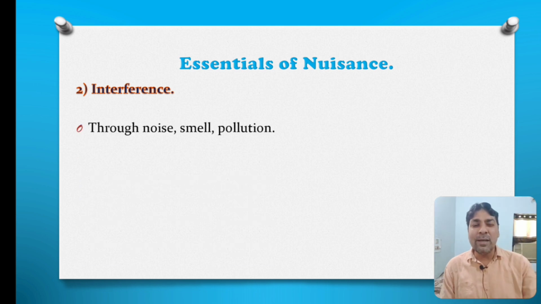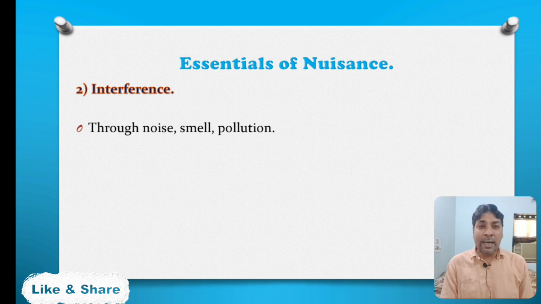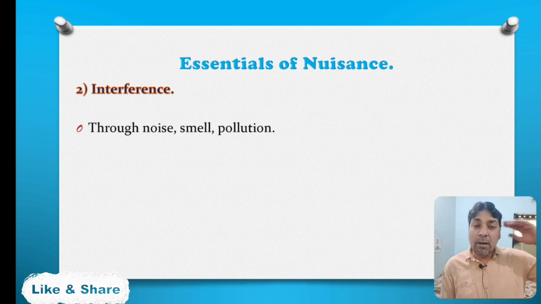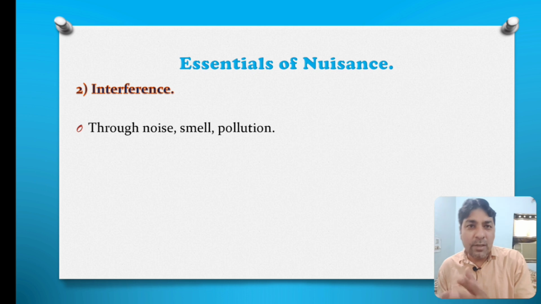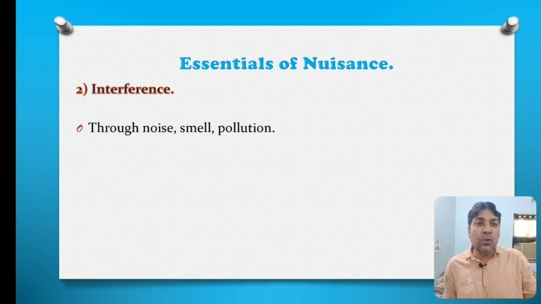So interference may be through noise, smell or pollution. Suppose my neighbor is playing a song late at night with a very high volume, then it comes under the category of interference. If there is a filthy smell, it comes under the category of interference. If there is pollution, it comes under the category of interference.